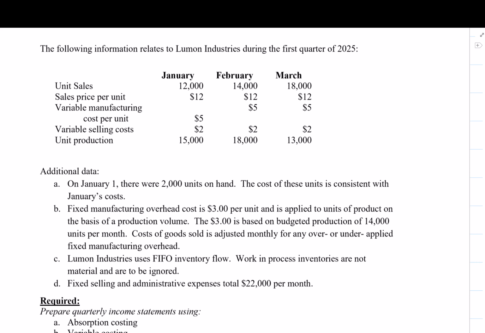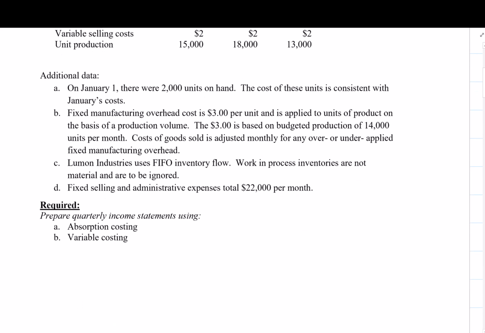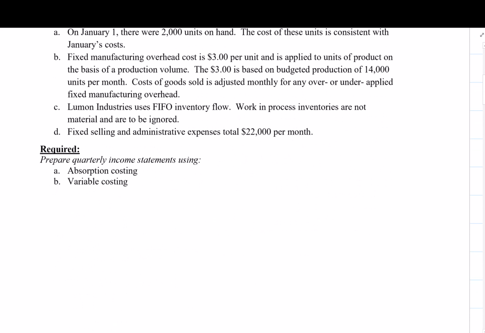Fixed manufacturing overhead is $3 per unit and is applied to units of product on the basis of production volume. The $3 is based on budgeted production of 14,000 units per month. Cost of goods sold is adjusted monthly for any over or under applied fixed manufacturing overhead. Lumon Industries uses FIFO inventory flow. Work in process inventories are not material and are to be ignored. Fixed selling and admin expenses total $22,000 per month. Prepare quarterly income statements using absorption costing and variable costing.